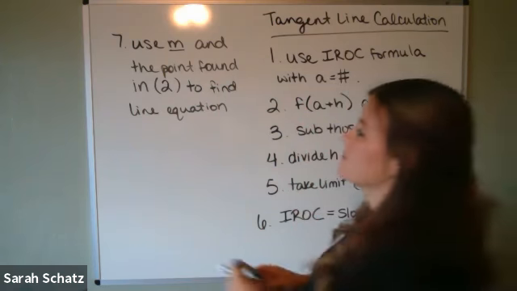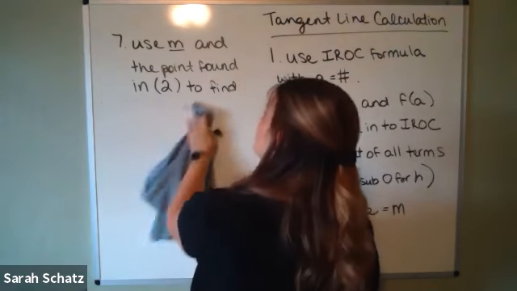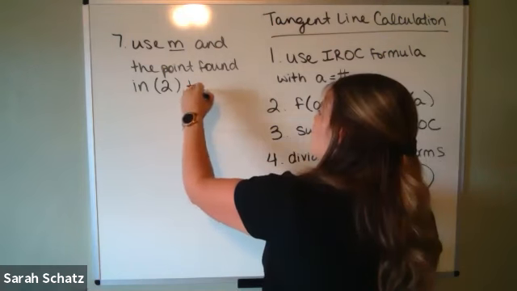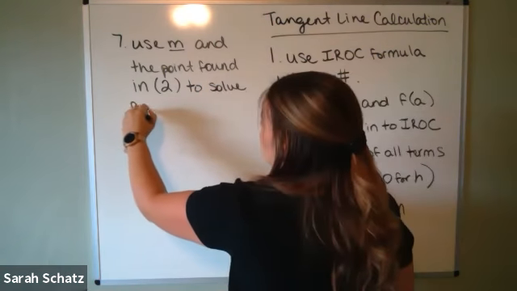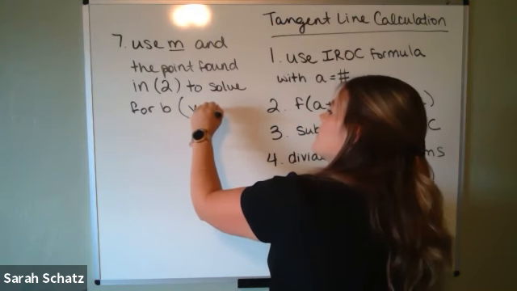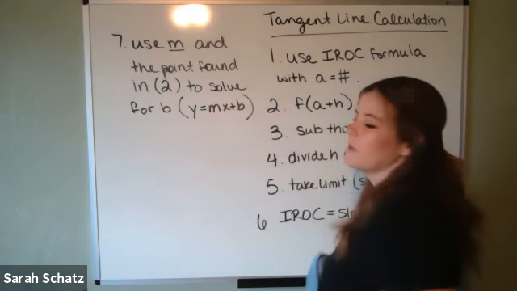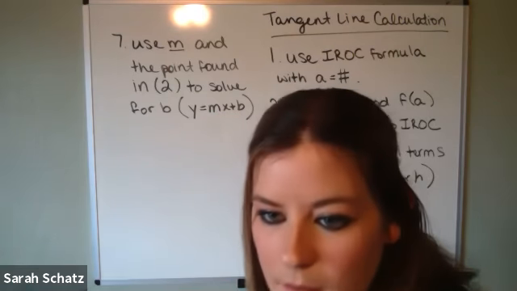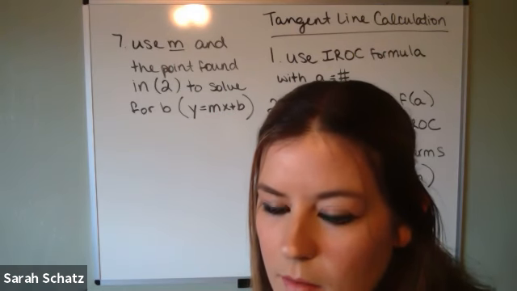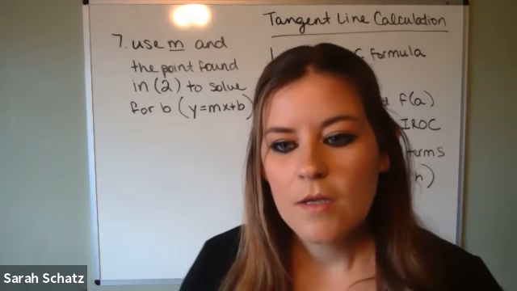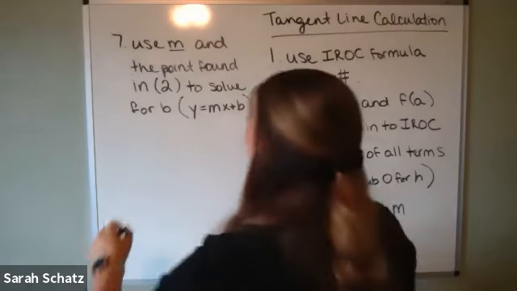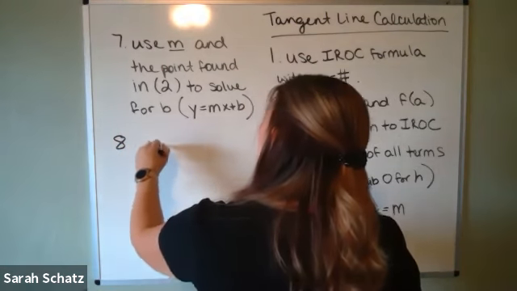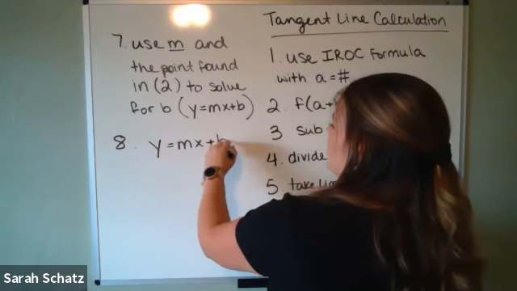I could say to solve for b. Let's say that. So let's use m and the point that we found by doing f of a to solve for b. And remember, why do we need b? Because we're using y equals mx plus b. We're actually using a point slope form, but we've derived it from this formula. So let me finish these steps and we'll talk about that. So we solve for b. Once you have b, you just put m and b into here, and then you have your line.